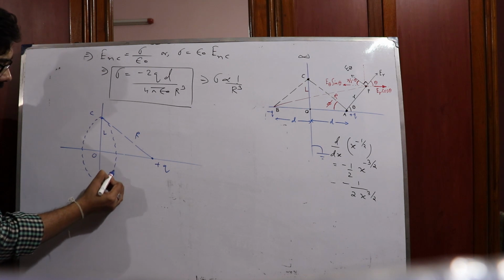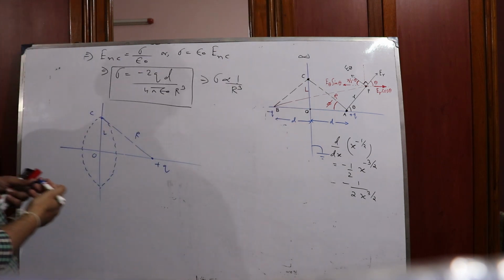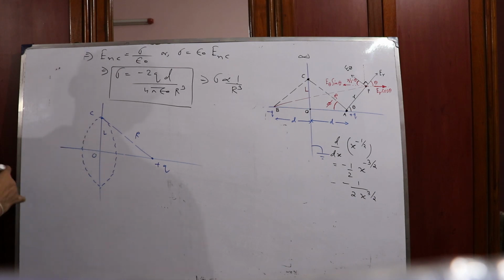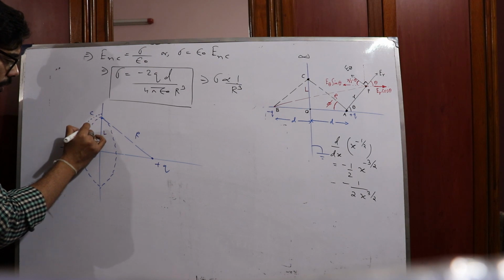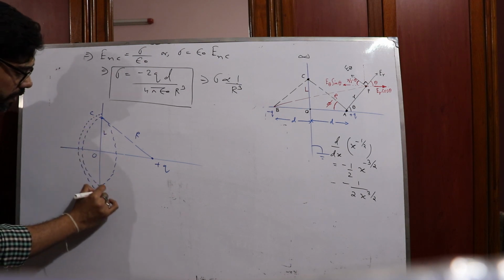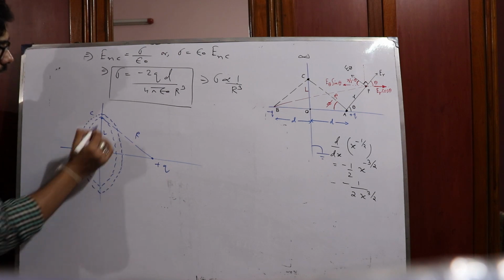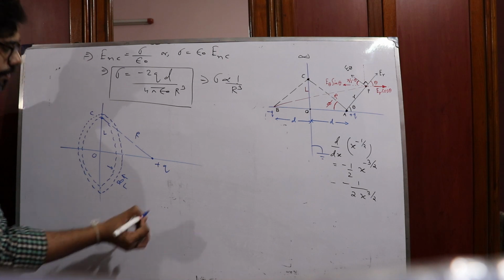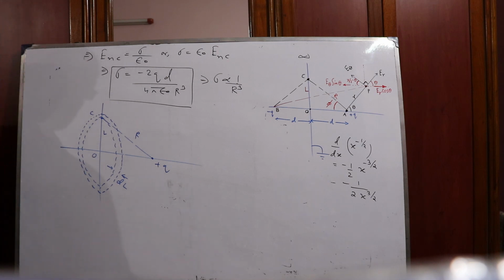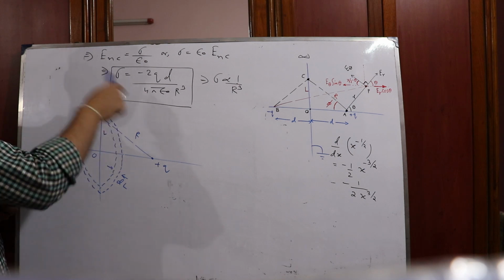You consider a ring on the plane. So that ring has radius L and it also has a small thickness. There is an elementary ring, and what is the thickness? The thickness is dl. So how much charge is actually present in this area?